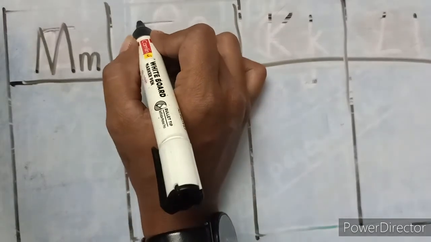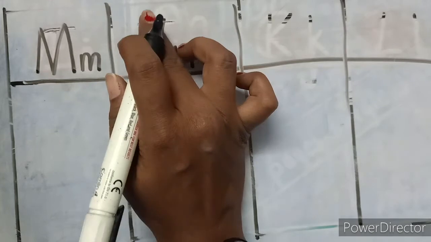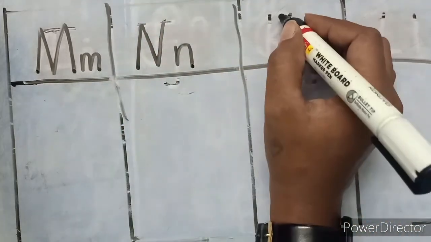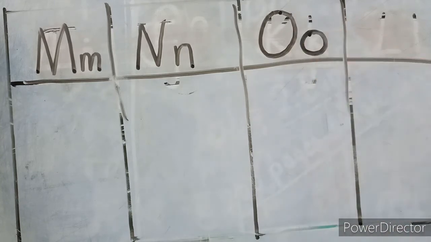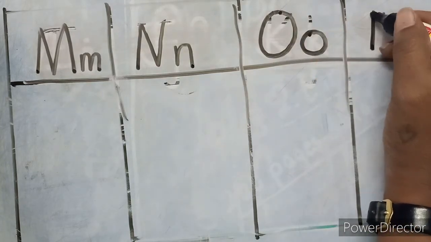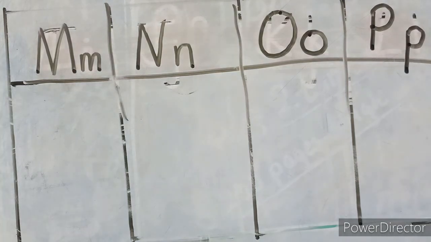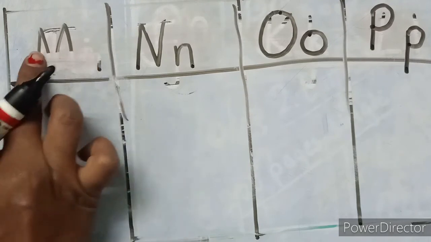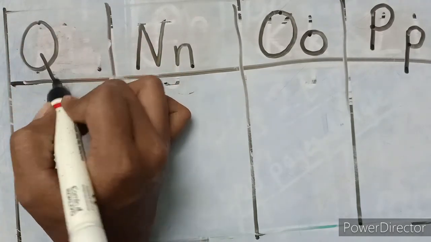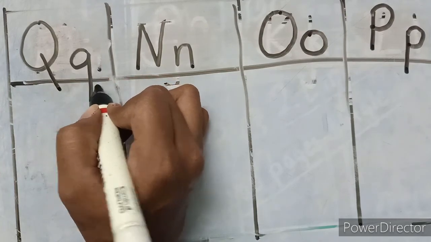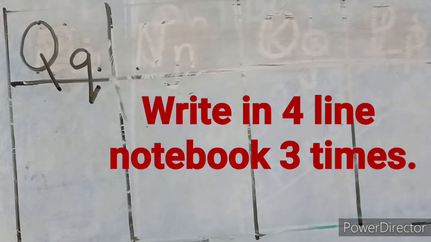Then we'll write capital letter N, small letter n, capital letter O, small letter o, capital letter P, small letter p. Okay, this is how we are going to write it. Then capital letter Q and small letter q. Okay, understood all of you? This is how we are going to write in your notebook.